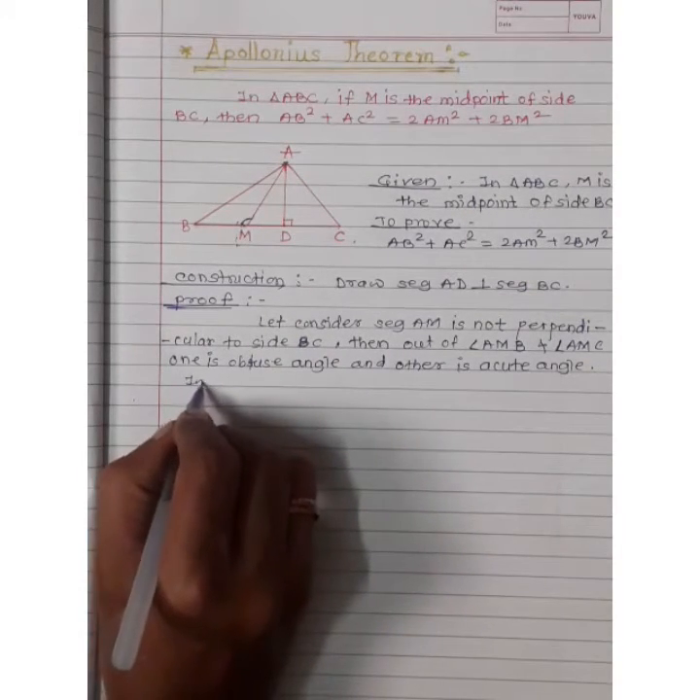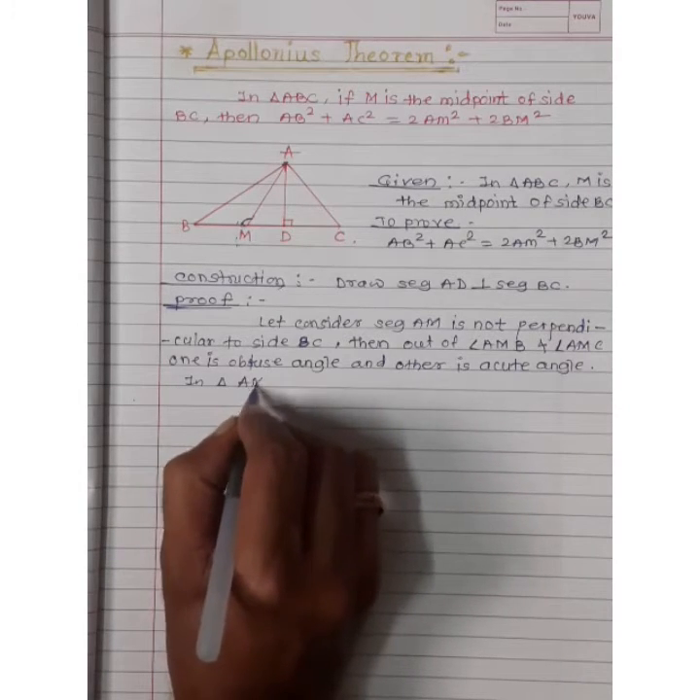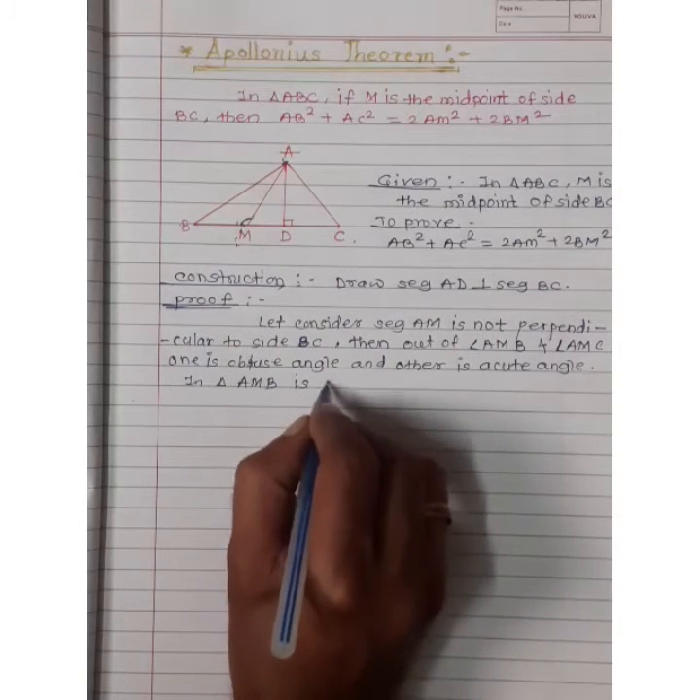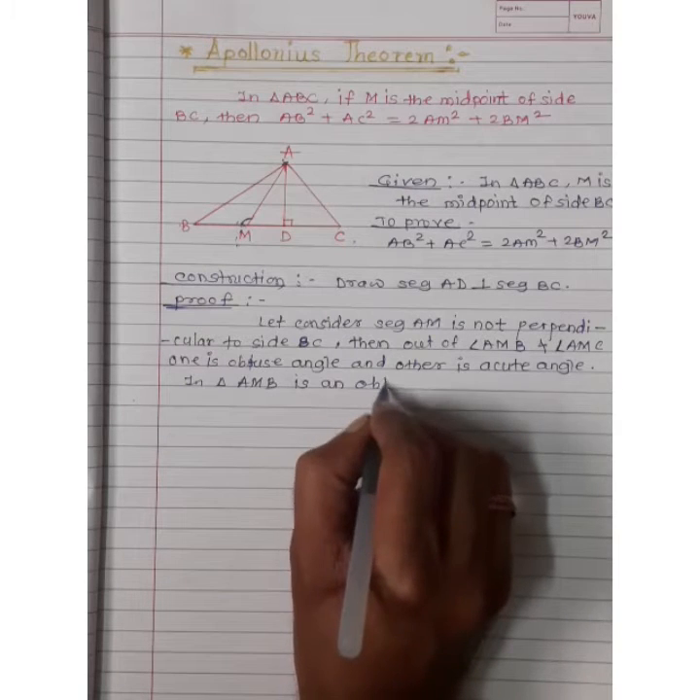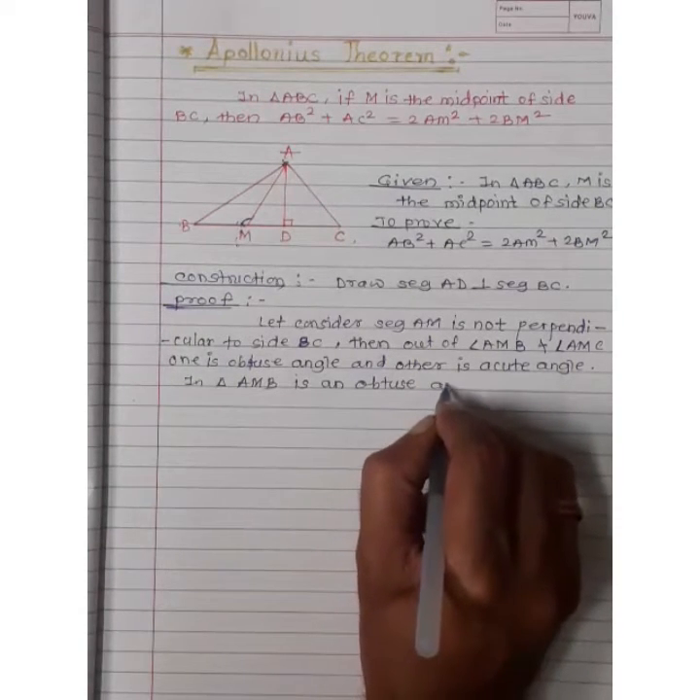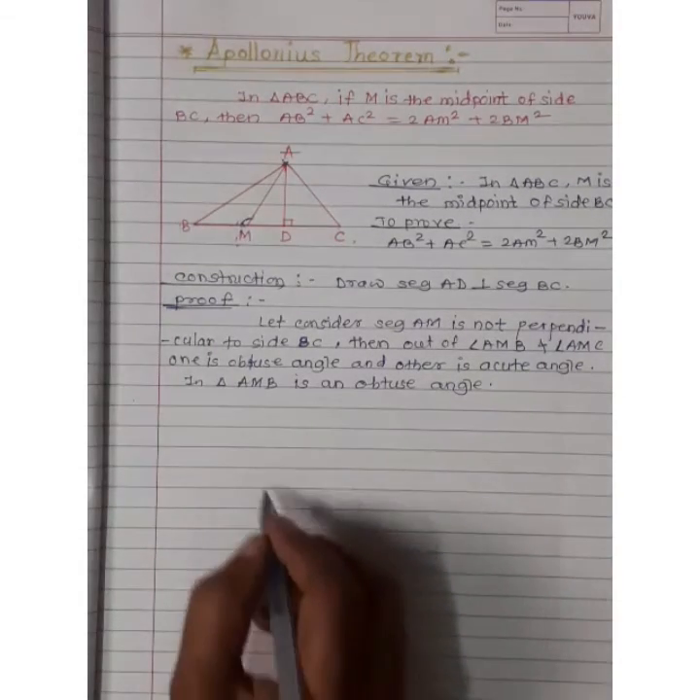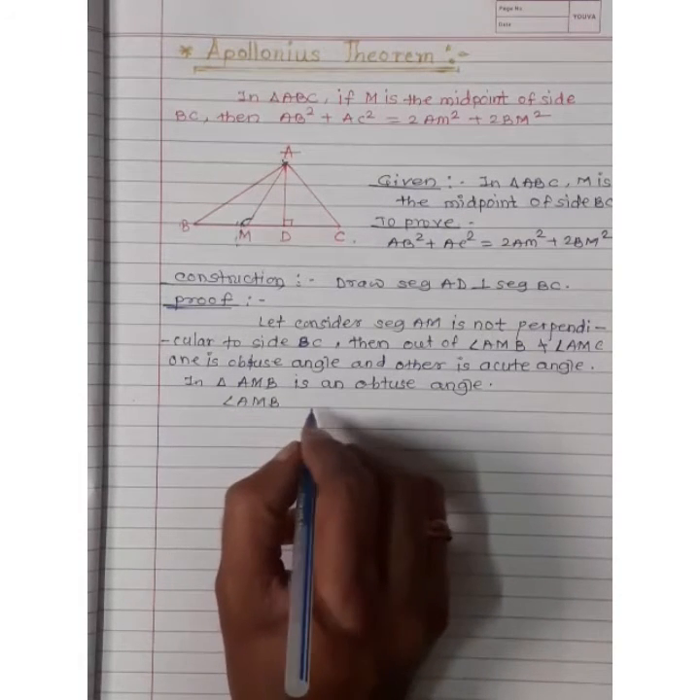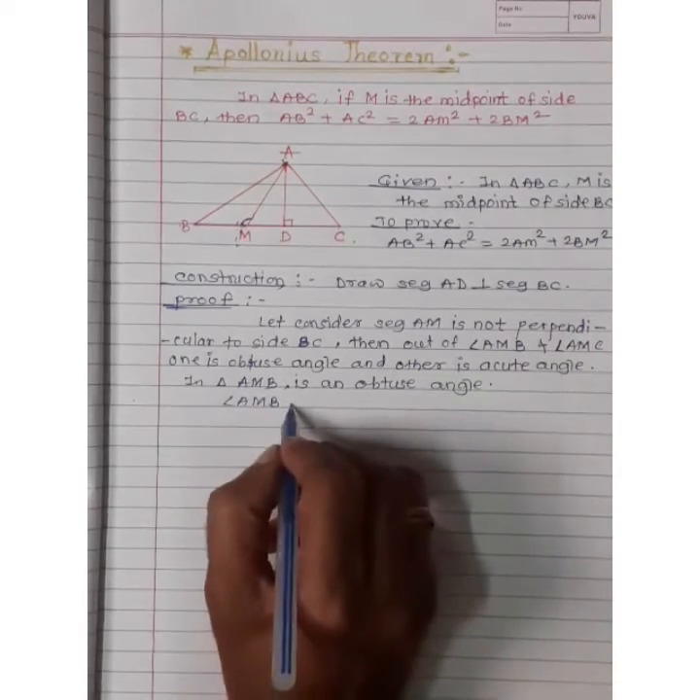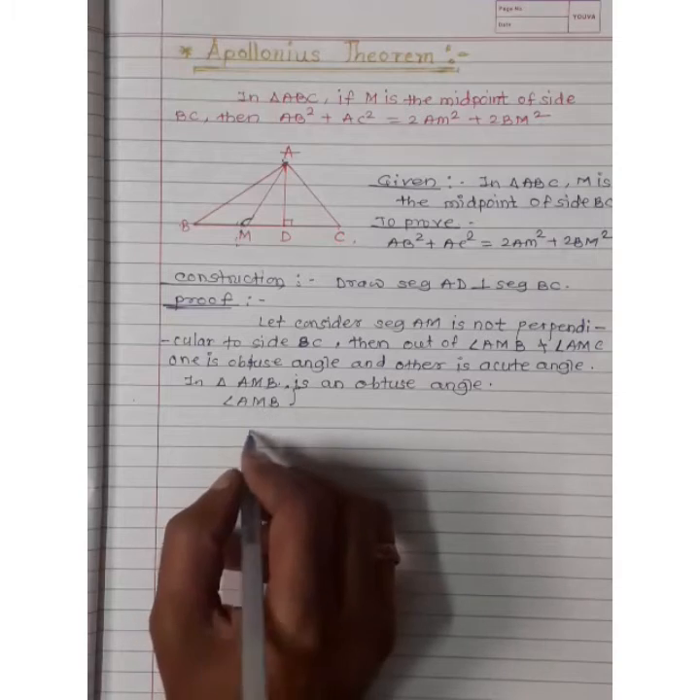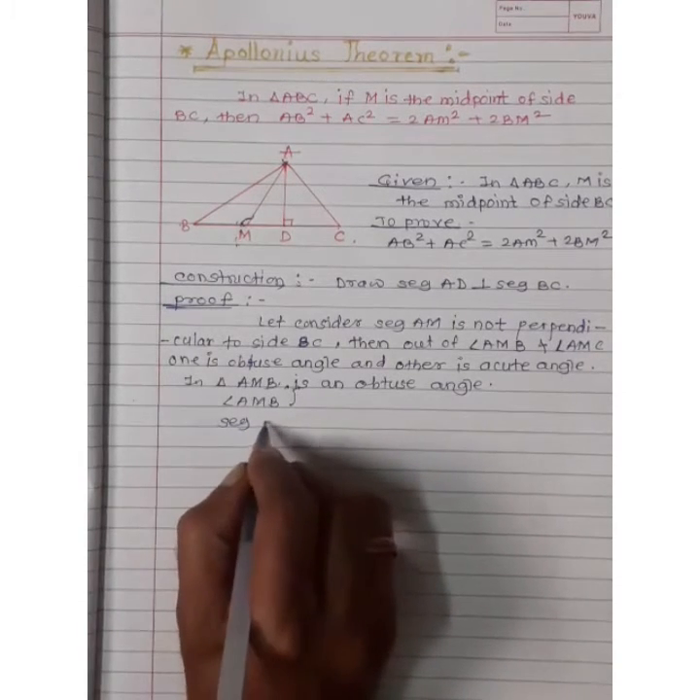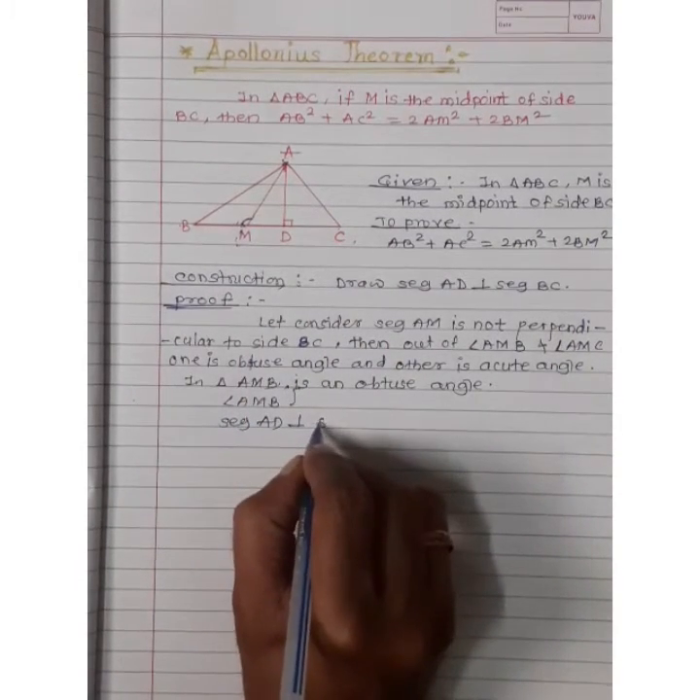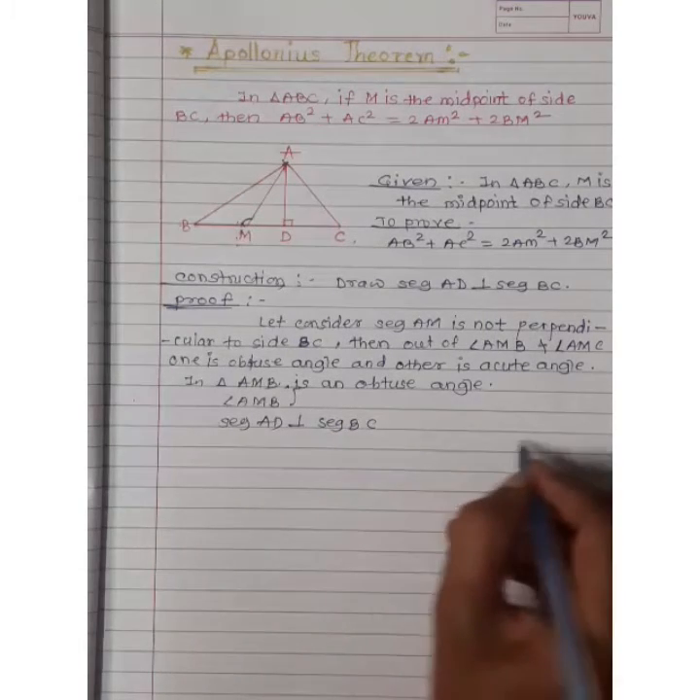In triangle AMB, angle AMB is an obtuse angle, and segment AD is perpendicular to segment BC by construction.